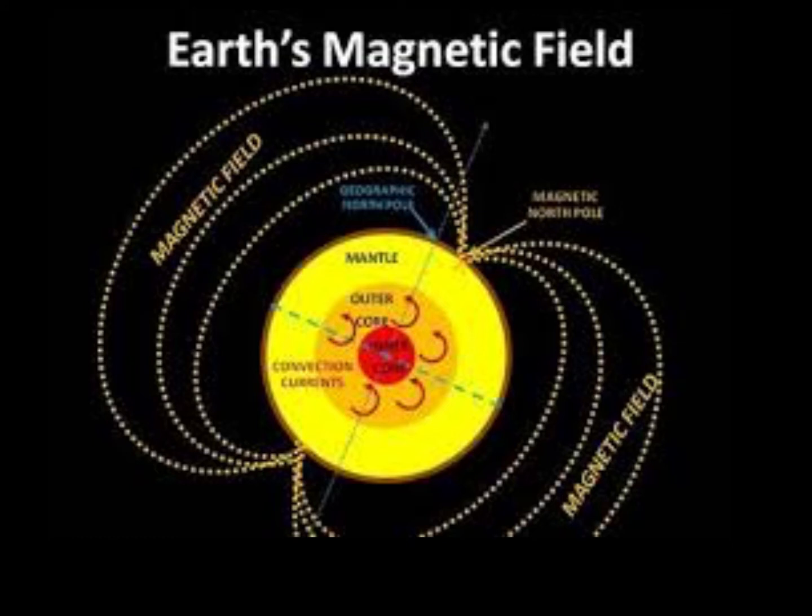As Earth spins, this liquid part of the outer core also rotates. This generates a magnetic field that surrounds Earth. This magnetic field is really important to life on Earth, as the magnetic field protects us from harmful radiation from the sun. Not all planets have this protective field.